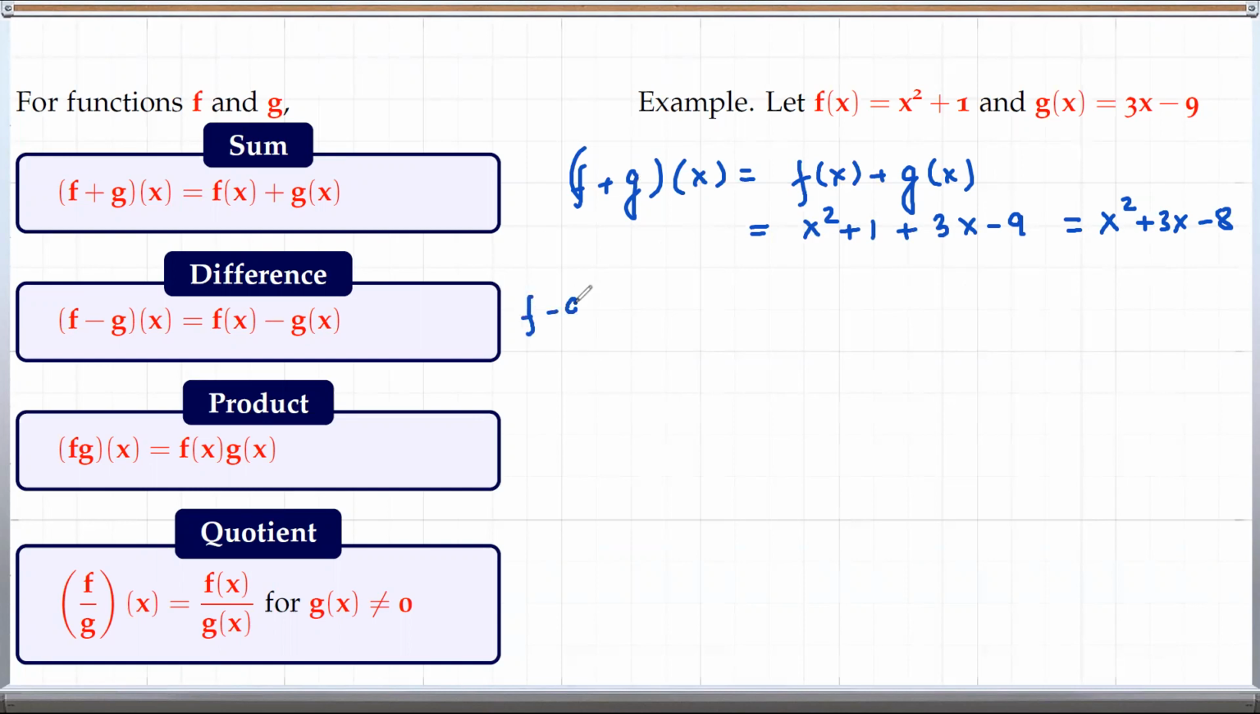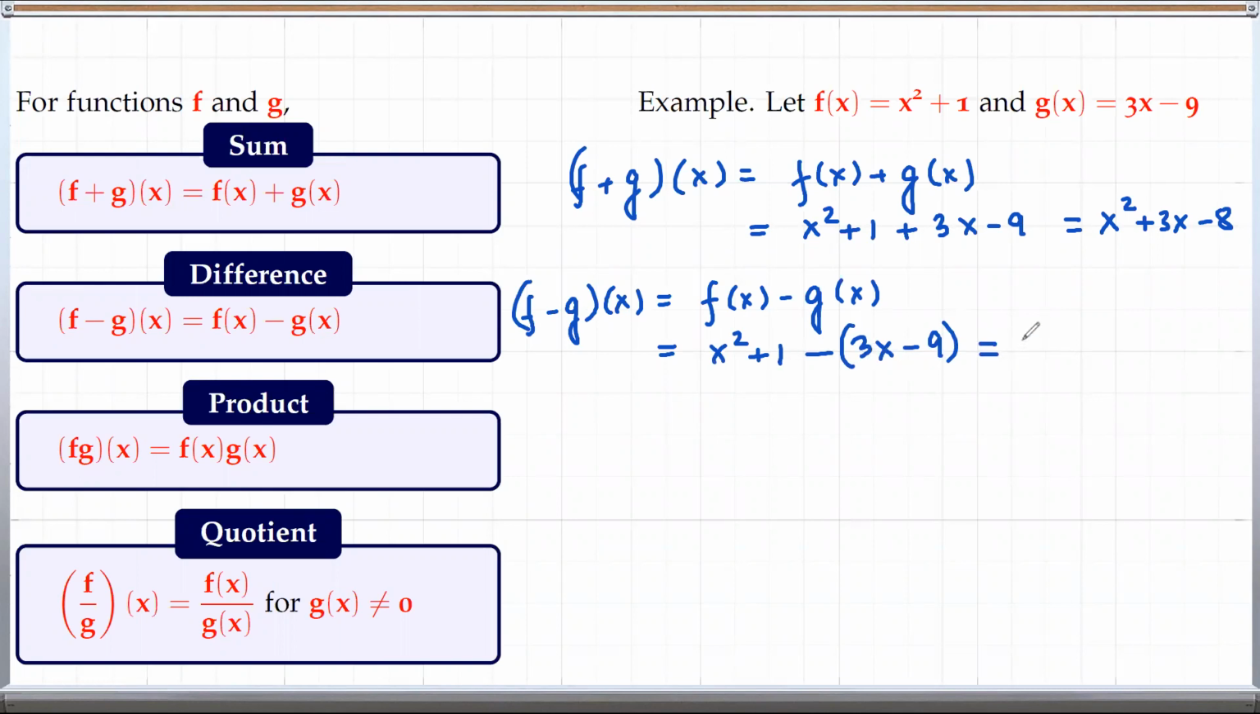So this is the sum of these two functions, f and g. Similarly, we can find the difference, f minus g of x. Again, this is f of x minus g of x. So f of x is x squared plus 1, and g of x is 3x minus 9. So we need to subtract this whole thing. So this becomes x squared plus 1 minus 3x plus 9 when you distribute this negative sign. Then we get x squared minus 3x, and then 1 plus 9 is 10. So this is the difference between these two functions.